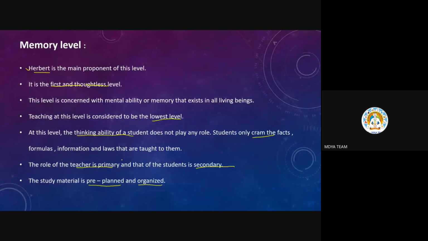Memory level is clear. Any doubt in memory level? No, ma'am.